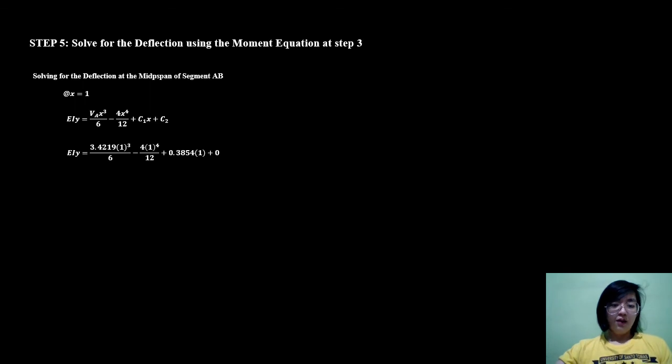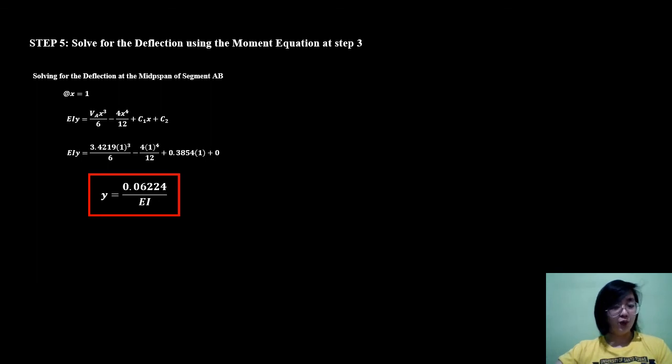And then we will have 3.4291 times 1 raised to 3 over 6 minus 4 times 1 raised to 4 over 12 plus 0.3854 times 1 plus 0. So, yung values na yan, nakuha natin kanina dun sa four equations for unknowns natin. Okay? From there, we can get the deflection at the midspan of segment AB, which is y is equals to 0.06224 over EI. Don't forget EI, ha? Okay? So, next, we already solved the four questions.